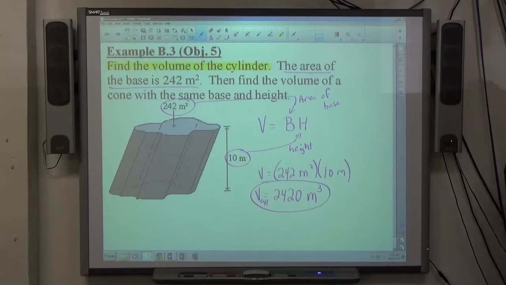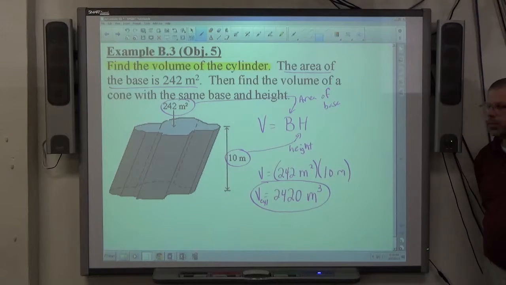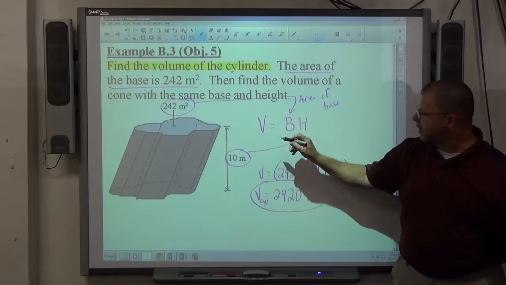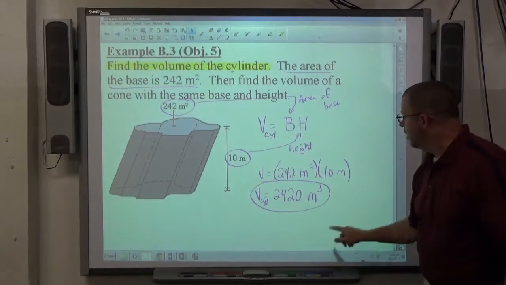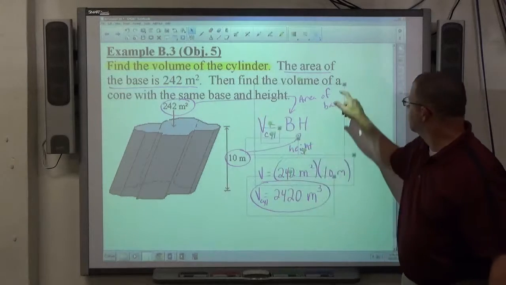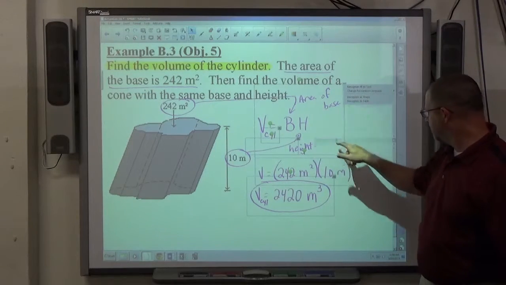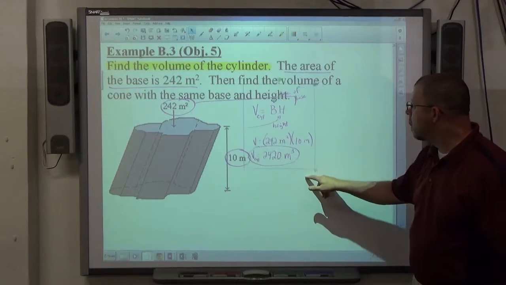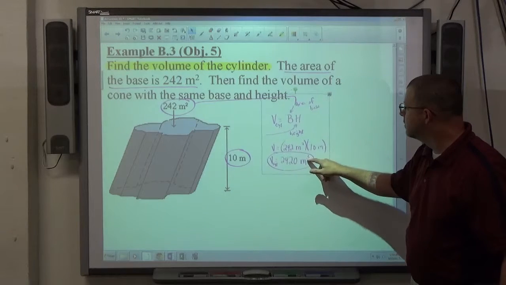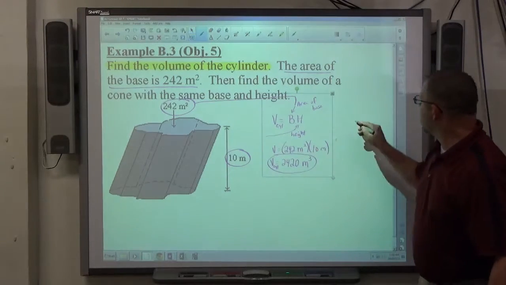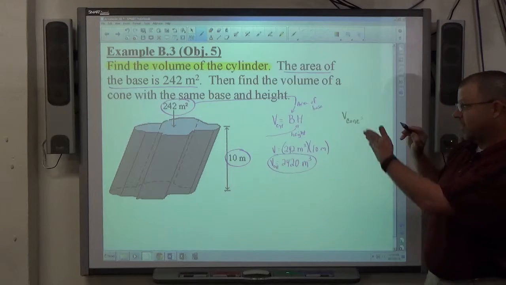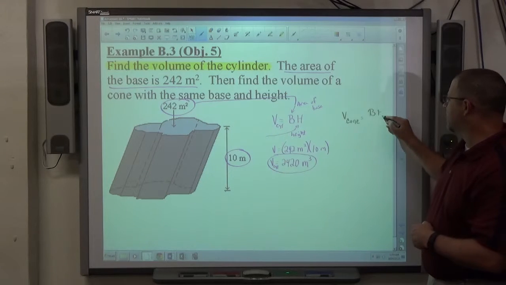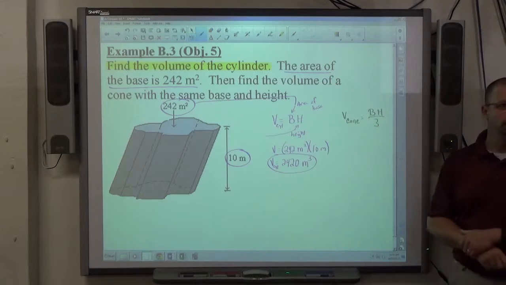Now the only difference in the volume formulas for a cylinder and a cone is volume of a cylinder is area of base times height. Volume of a cone, anybody know what that is? 1/3 area of base times height. It's the same formula, area of base times height, but we're going to take 1/3 of it.